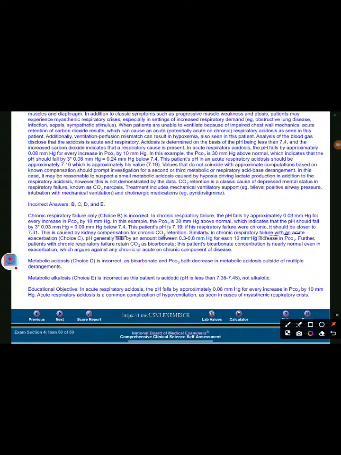Similarly, in chronic respiratory failure with an acute exacerbation, pH generally falls by an amount between 0.03 and 0.08 for each 10 mmHg increase in PCO2. A patient with chronic respiratory failure retains carbon dioxide as bicarbonate, so bicarbonate is nearly normal even in exacerbation, which reflects a chronic or acute-on-chronic component of disease. So here compensation by the kidneys is not there. That's why it's acute, not chronic.